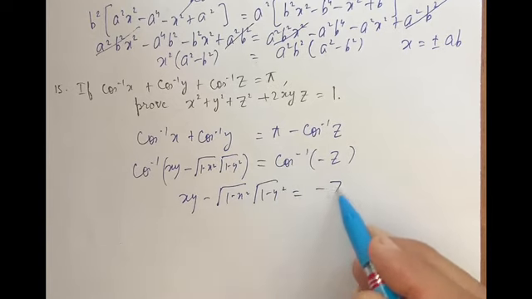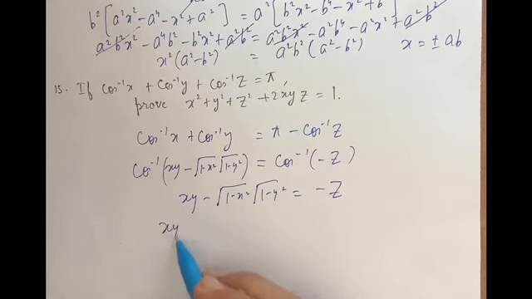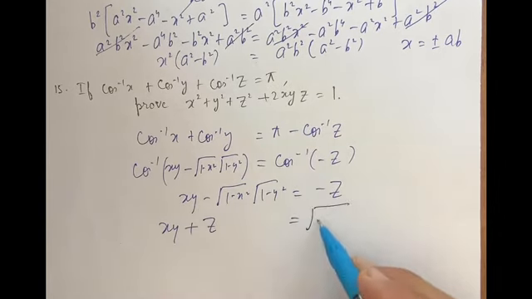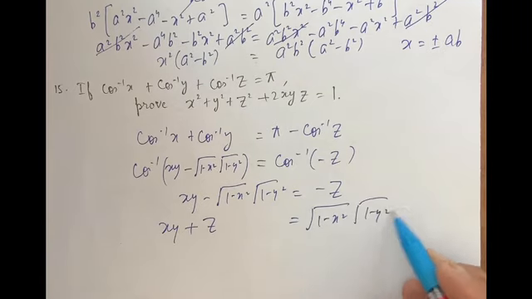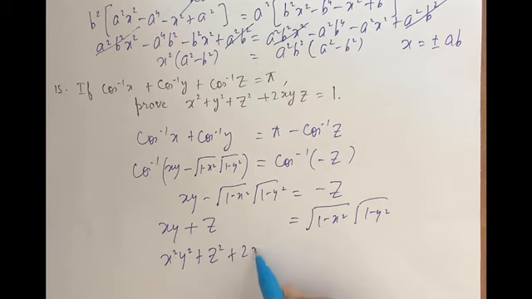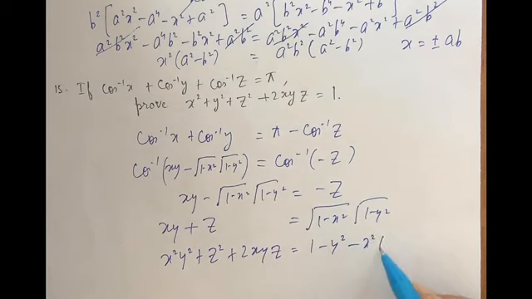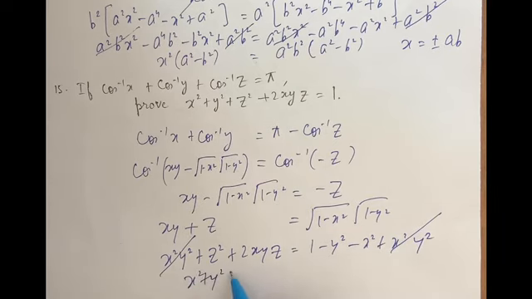This is what we have, shifting z to the left hand side and terms with roots on the right hand side. Now squaring both sides, this is plus 2xyz, equal to 1 minus y square minus x square plus x square into y square. X square into y square will cancel out. Shift x square y square to the left hand side. X square plus y square plus z square plus 2xyz, that is equal to 1. This is what we wanted to prove.